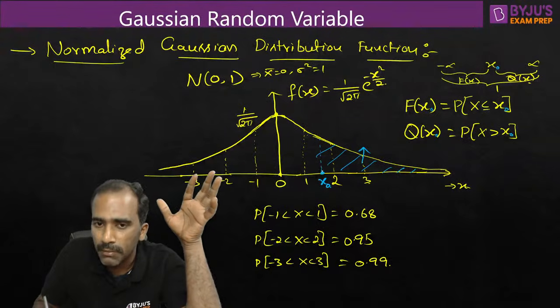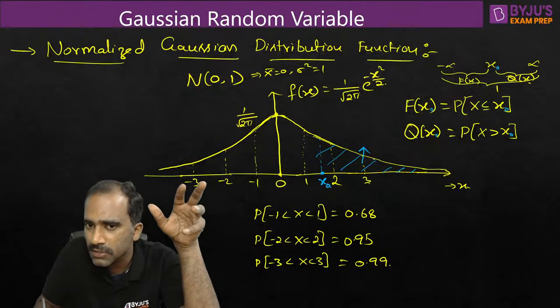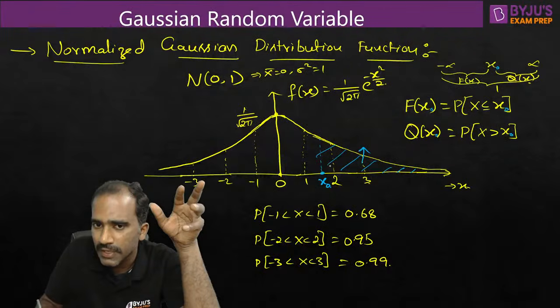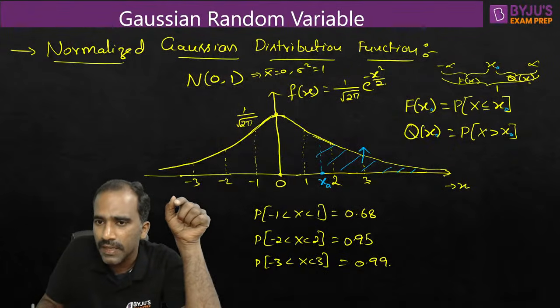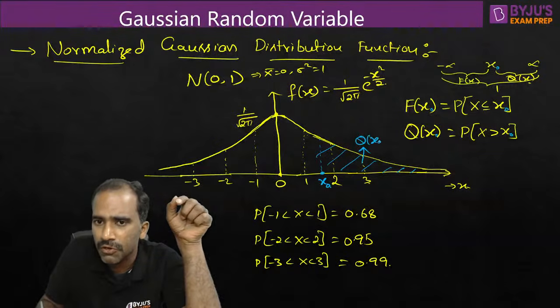So add up the probability of x naught, plus 0.1, plus 0.1, all these probabilities. Just add up all the probabilities from x naught to infinity. This area in blue is the area that we are talking about here. P of x greater than x naught, the random variable taking values greater than x naught. This is the area. What does it actually represent? It represents the Q function, Q of x naught.